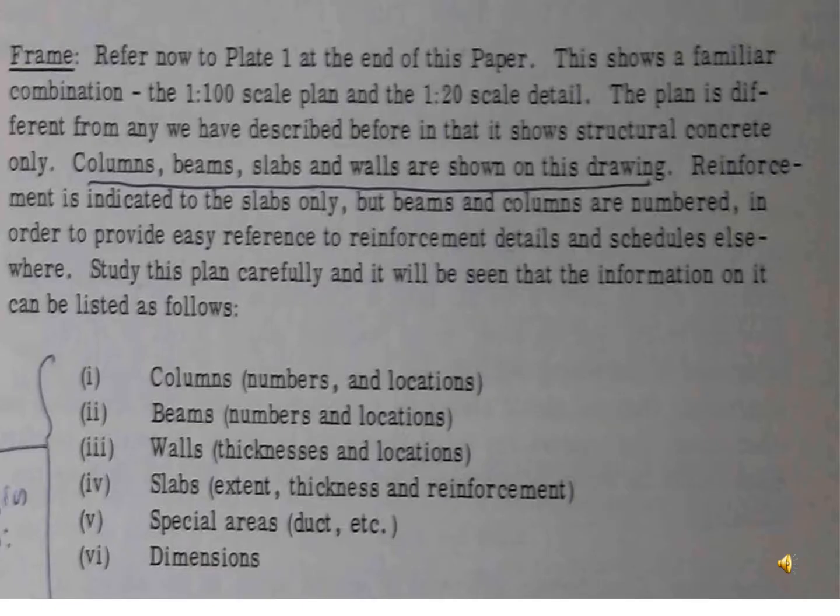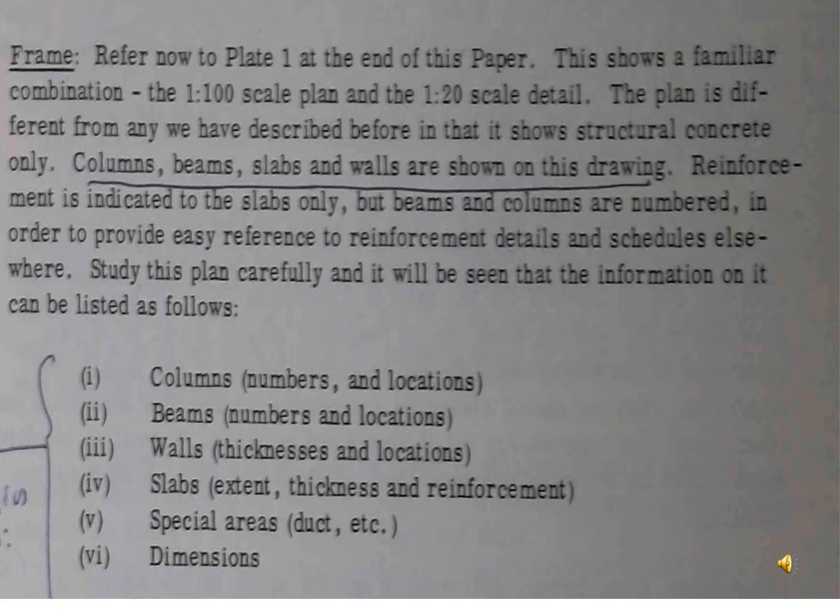And then they also grade the frames. So this is the plan. You can see the family combination of 1 to 100 scale utilized, and also the 1 to 20 scale for the details. The plan is different from the others described before. Column, beam, slab and wall are shown in the drawing. So on the frame, columns, beams, slabs and walls should be drawn.